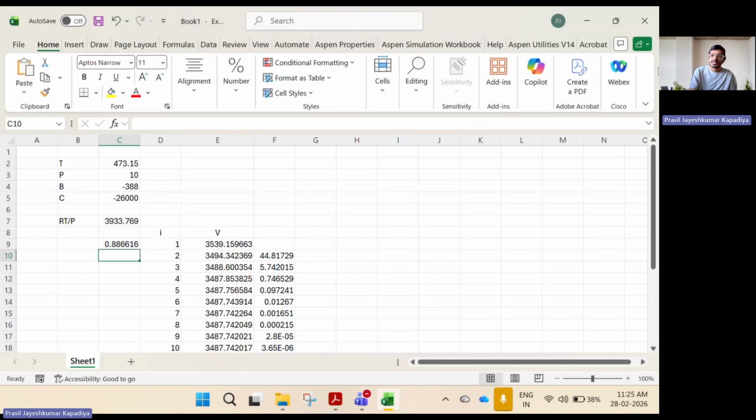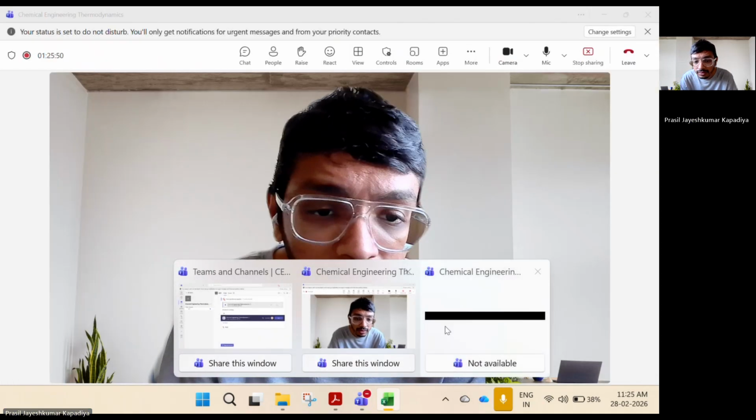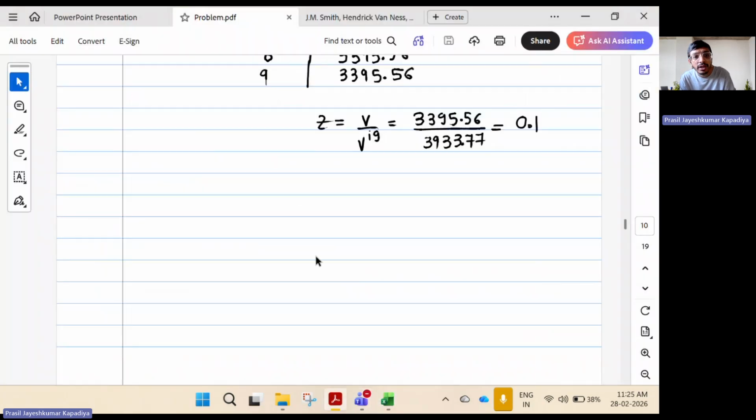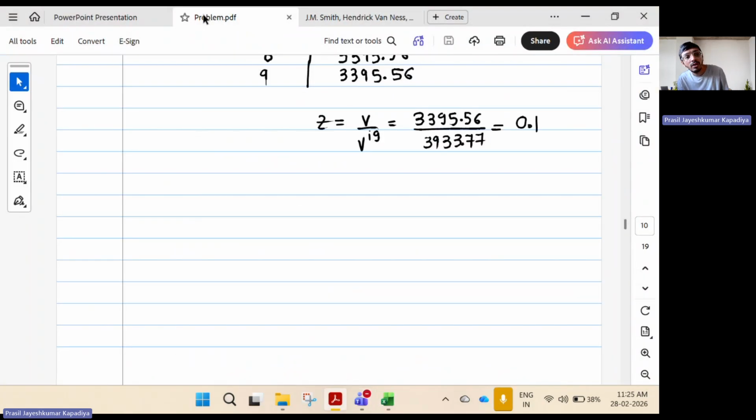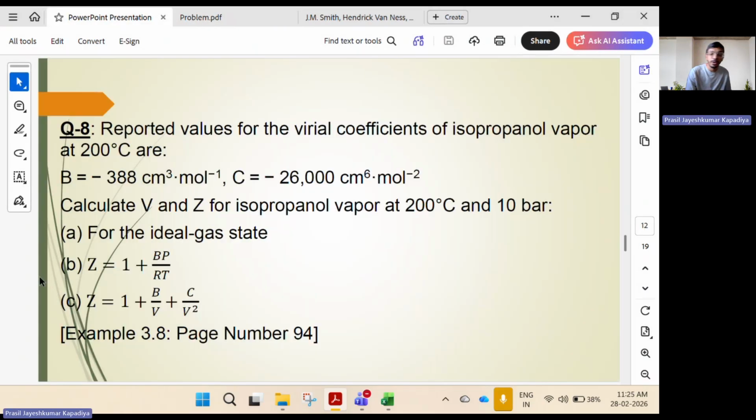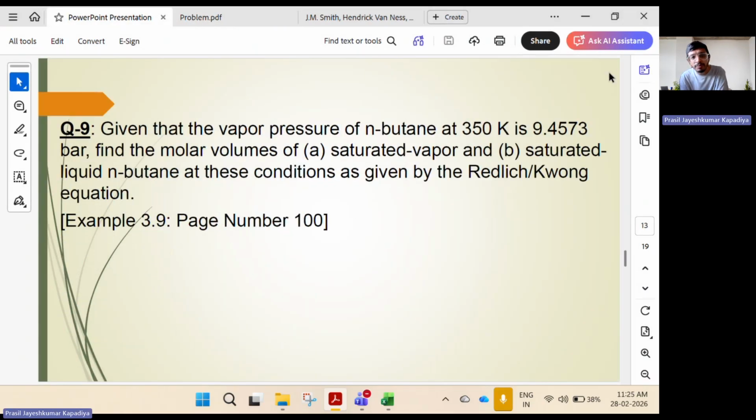Okay, let's try to move ahead. Let's try to take the next problem. This problem we will solve in the next class. For this, we will require MATLAB, so I will show you this problem next week.